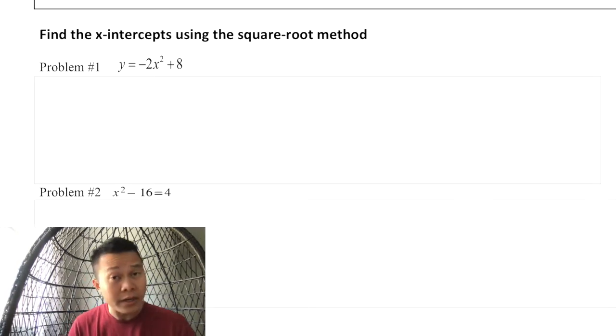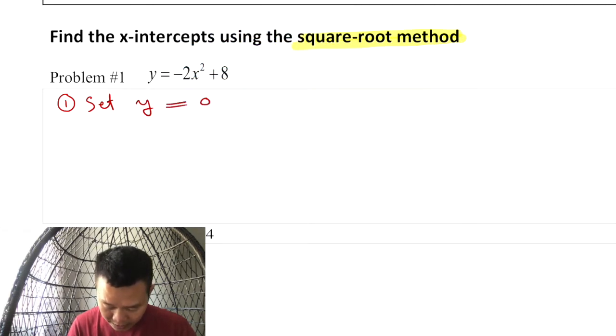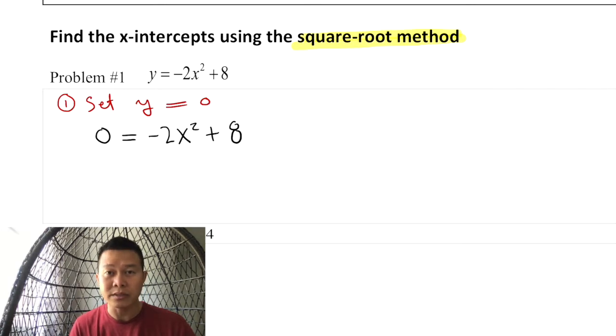One way to do that is the square root method. Let me walk you through the same problem using the square root method. There are about 3 steps. The first step is you must set the letter y equal to 0. So it's going to look like this: 0 equals -2x squared plus 8. That's setting y equal to 0.